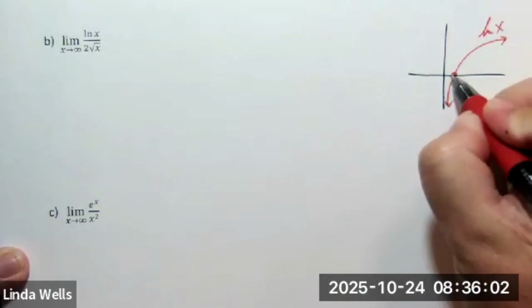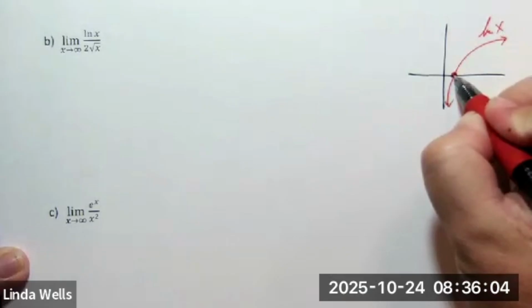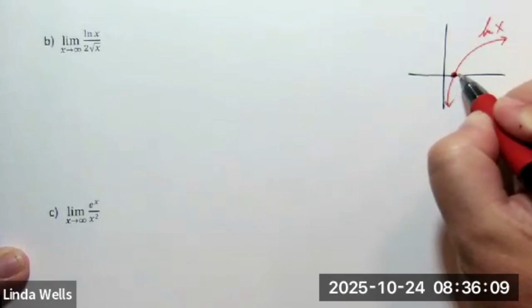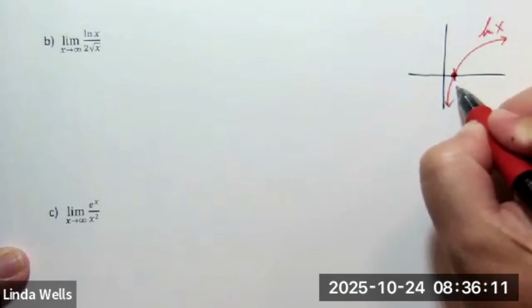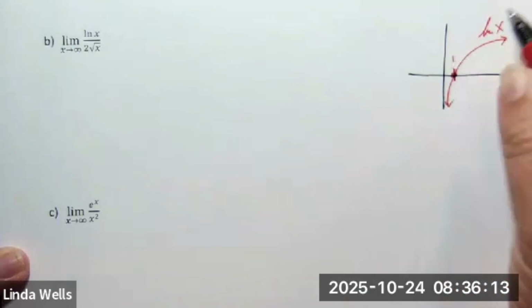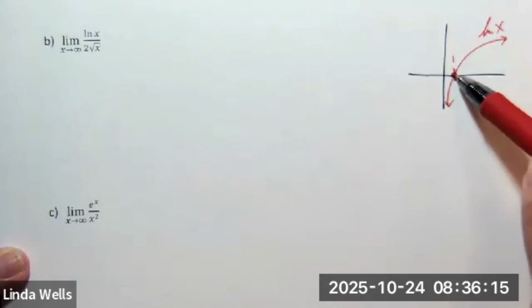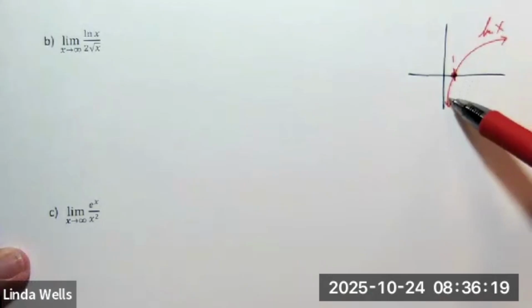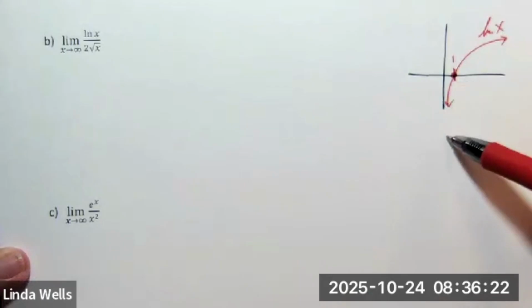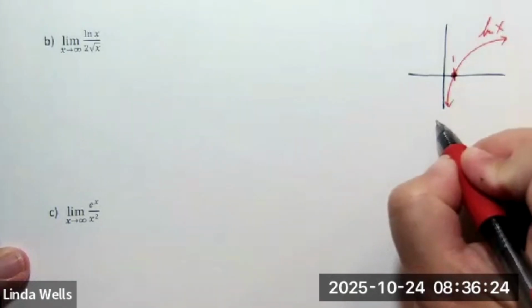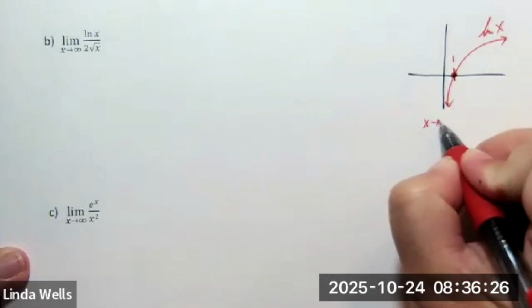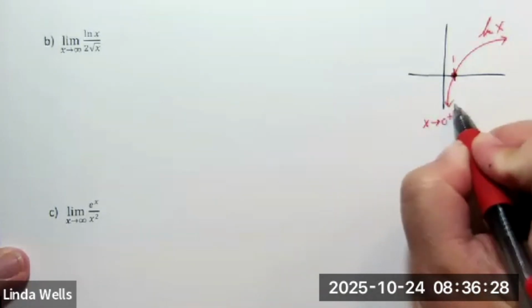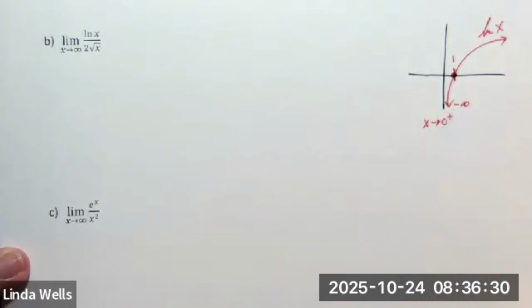Let's review. Here, y is 0. What's the x value here? 1. So if you plug in 1, you get this point. That's y is 0. Ln of 1 is 0. If you're letting x go to 0 from the right, you're approaching what? As x approaches 0 from the right, we are approaching negative infinity.